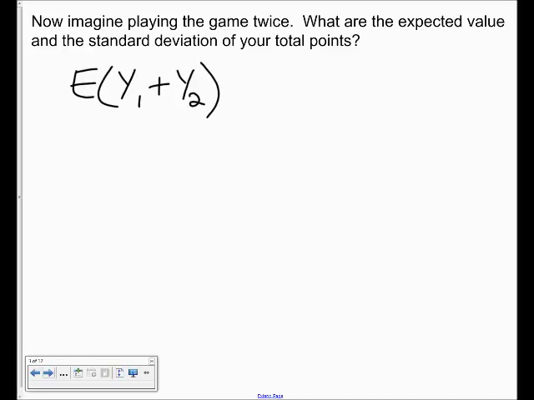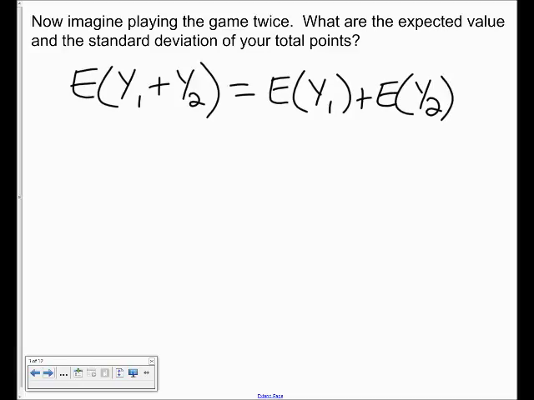So to do that, you can always just add each of these. You're going to add the expected value for the first event plus the expected value for the second event. Again, it shouldn't matter what you get on the first roll, so it's just going to be 10 plus 10, which is 20. So 20 points for that expected value.